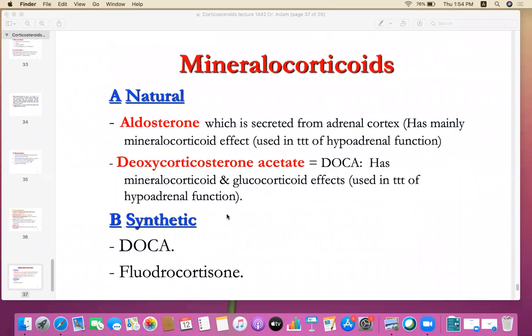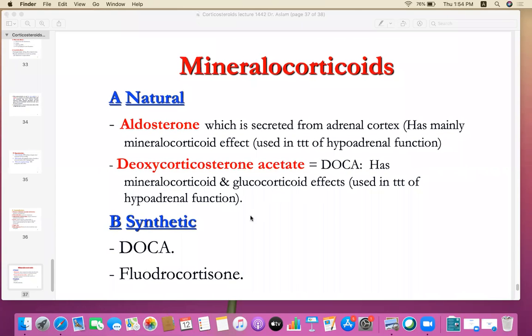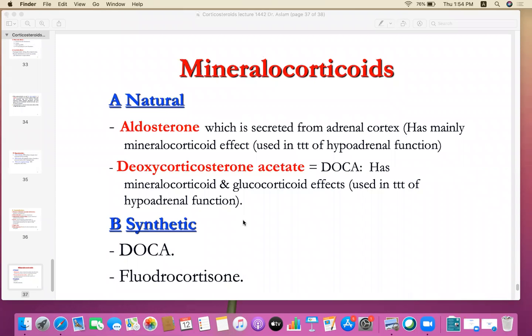And which are the mineralocorticoids? Generally the natural ones are aldosterone and deoxycorticosterone acetate. These are the natural mineralocorticoids. And the synthetic ones are DOCA, deoxycorticosterone acetate, and fludrocortisone. In clinical practice, fludrocortisone is widely used. And the natural one is aldosterone.